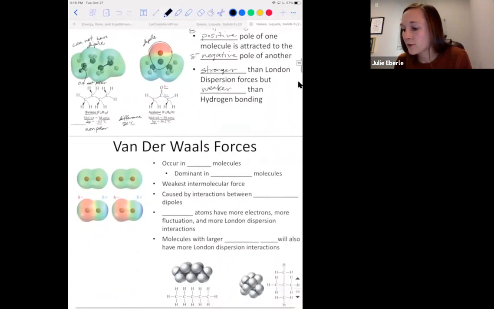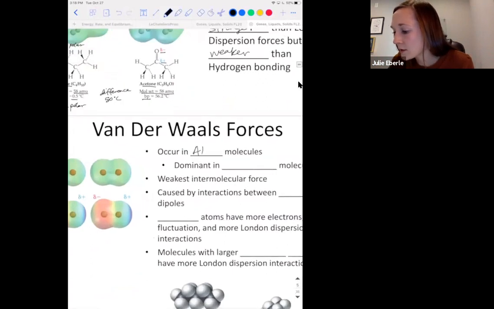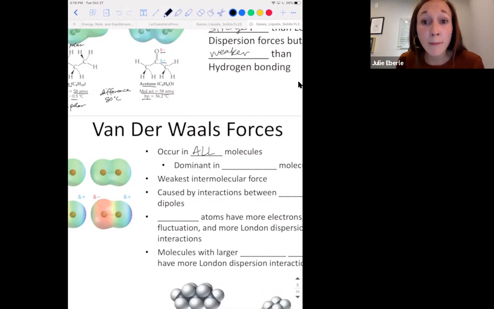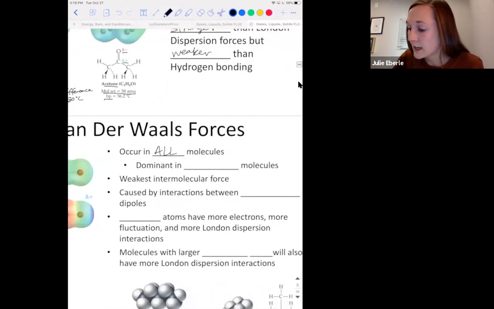Okay, van der Waals forces. Let's talk about those. They occur in all molecules. Every single molecule, even polar molecules, has van der Waals forces. It's just that in a polar molecule, the dominant force at play is your dipole forces. So van der Waals or London dispersion forces occur in all molecules, but they are the strongest intermolecular force in nonpolar molecules, because nonpolar molecules can't interact with dipole-dipole interactions, but they can interact with van der Waals or London dispersion. These are the weakest intermolecular force.